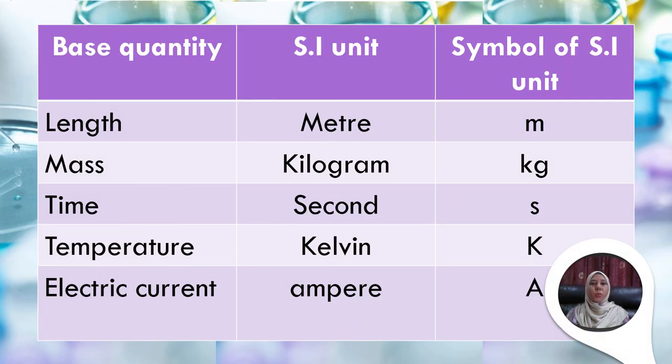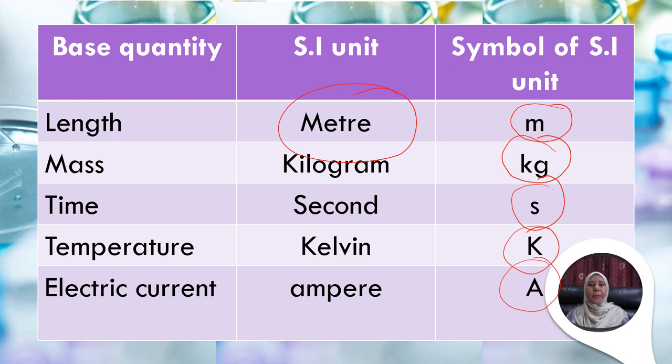So those are base quantities. Some of the base quantities that we are going to learn in Form 1 are length, mass, time, temperature, and electric current. The SI unit for length is meter, and the symbol for meter is m, small m. The SI unit for mass is kilogram, the symbol is kg, small k for kilo. Time is second, and the symbol is small s. The SI unit for temperature is Kelvin, capital K. And for electric current, the SI unit is ampere. The symbol is capital A. Basically, we are going to learn the conversion of these 5 base quantities.